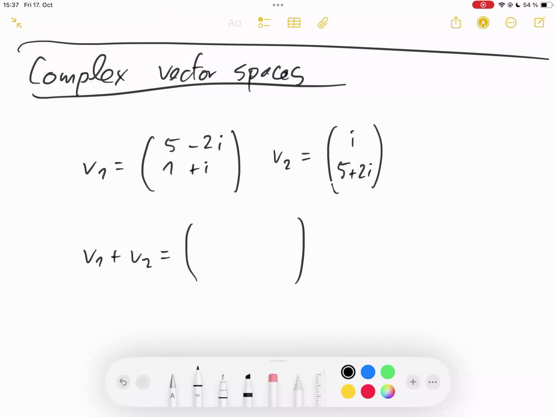If you have suggestions, send them to the chat anytime. So this is 5 minus 2i plus i, so it's 5 minus i. And then we have 1 plus i plus 5 plus 2i, so it's 6 plus 3i, because we just add two complex numbers.